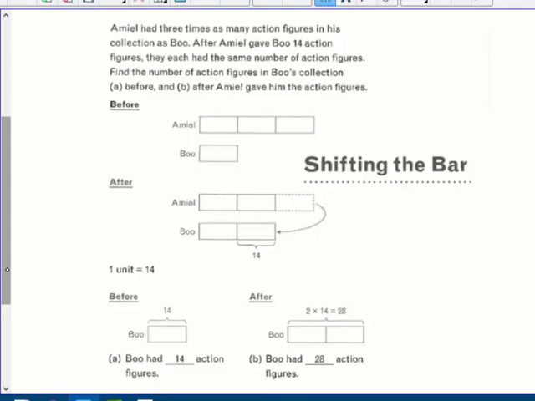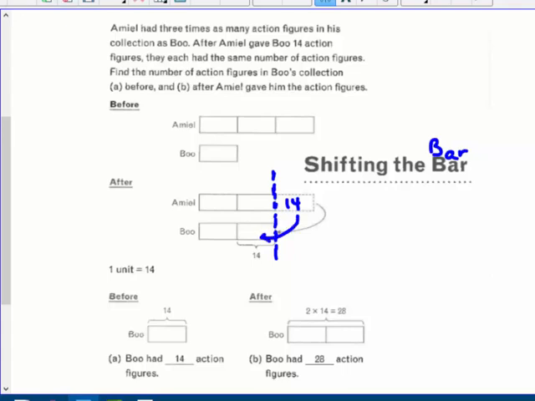So we're going to be shifting the bar, and you're going to have to fill in this bar because I think it didn't copy on your page. So after Amiel gave Boo 14 of them, they had the same number. So just moving or shifting Amiel's 1 bar down to Boo, that would give them the same number. Their length would be the same. Therefore, this unit has to be the 14, right? He gave him 14.